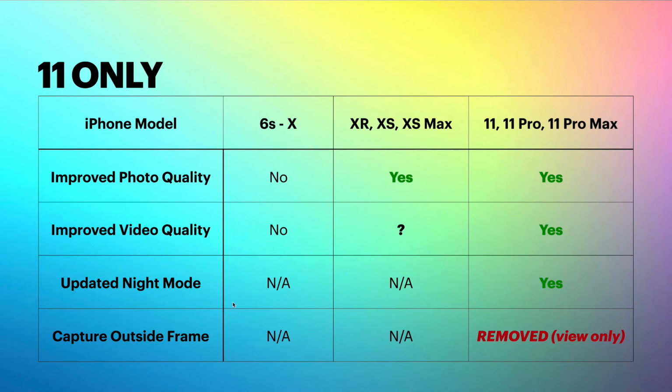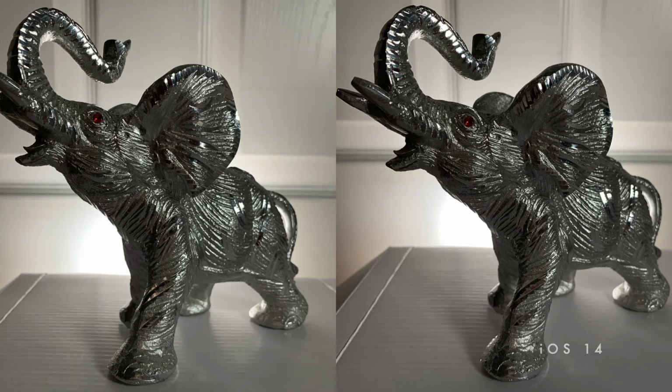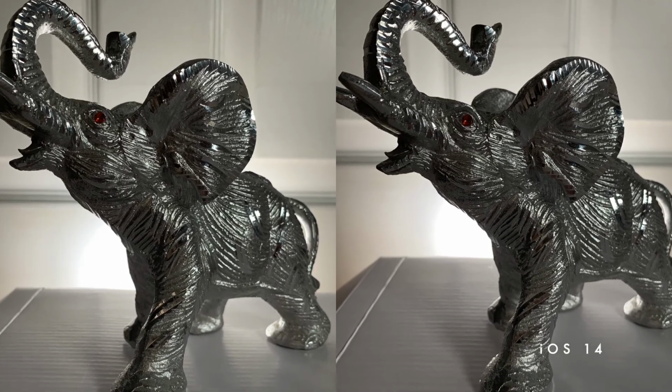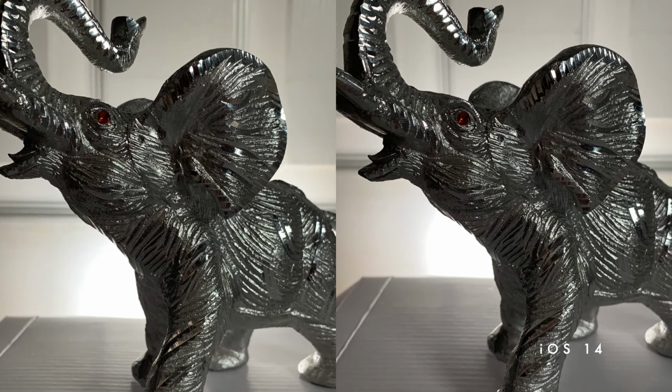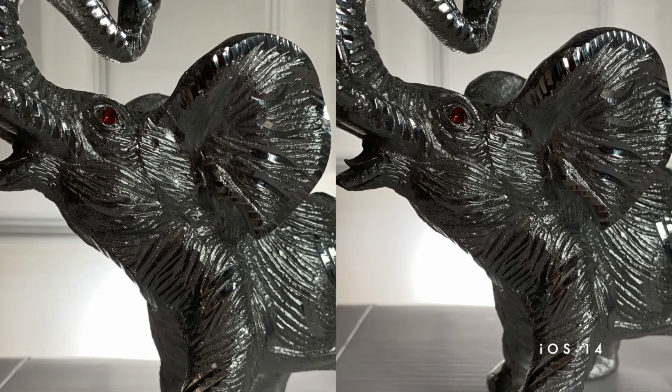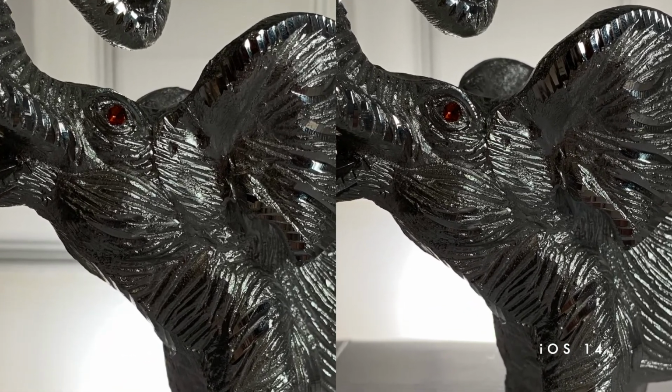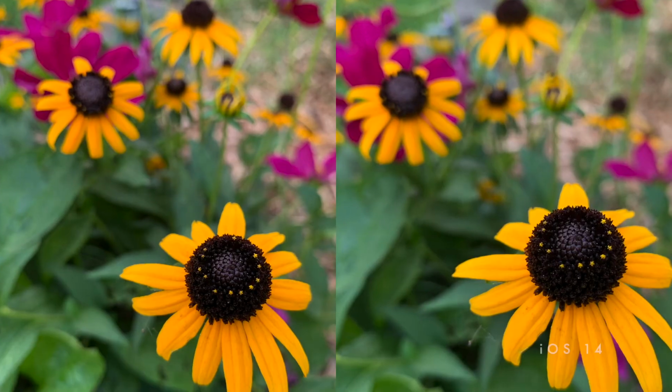And you might have read that in night mode we also get an indicator to help you take a stable photo. What's interesting is with the XS Max, I've also noticed some improved photo quality. So if we look at our favorite subject, the elephant here, you'll notice that in iOS 14, it is a little bit sharper and is a little more detailed. Now, the difference is not as big as it is in the iPhone 11s, but it is noticeable.